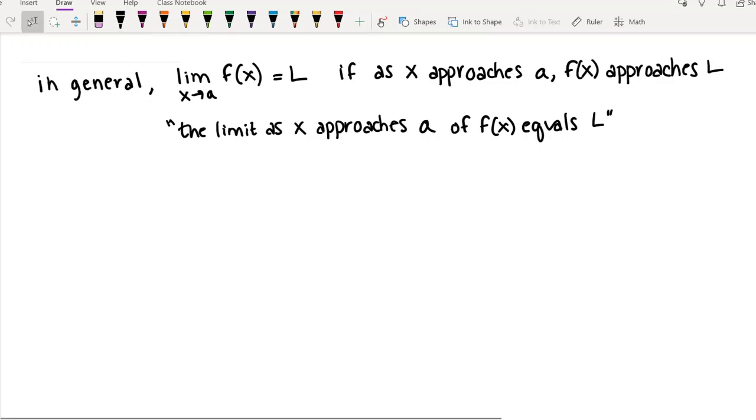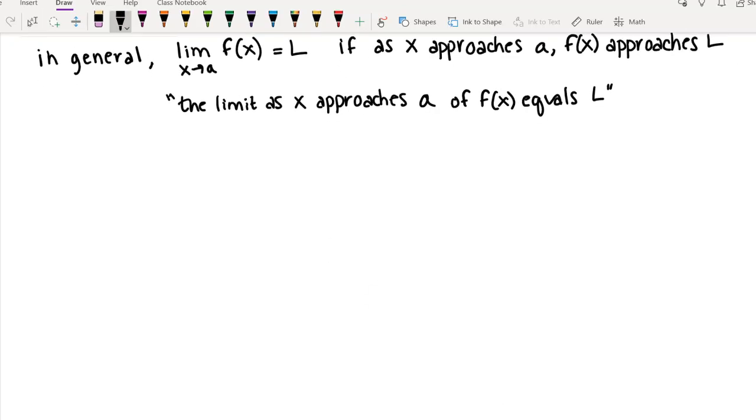Okay, so let's do another example. We'll see that a couple of new things are going to come up in this example. So this time, let's let our function be called g of x, and it's going to look a lot like the function that we were just working with, but the denominator is going to be different. The numerator is still going to be x squared minus 5x plus 6.